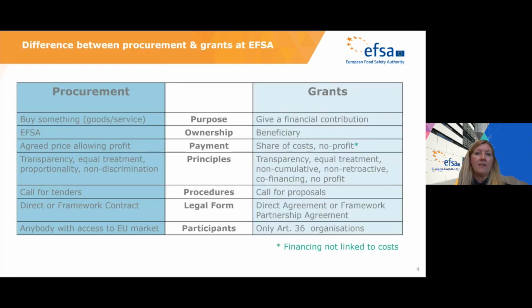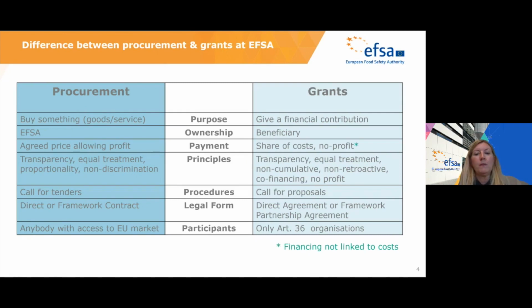Now, I look here at the difference between procurement and grants, because sometimes that's a difficult concept for people to understand: what is the difference between them. And I think the borders are a little bit blurred, in fact, when we look at the concept of financing not linked to cost.